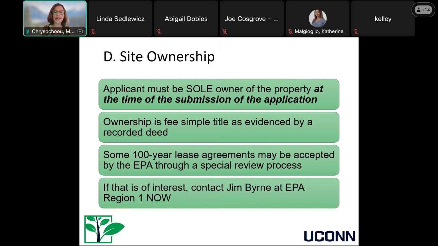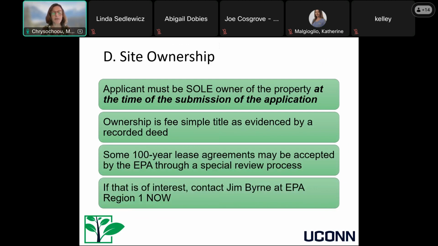Let's go now into the site ownership criteria. So the applicant, whether it is the town or the redevelopment agency, whoever it is, must be the sole owner of the property at the time of the submission of the application. And ownership is defined here as fee simple title, evidenced by a recorded deed.